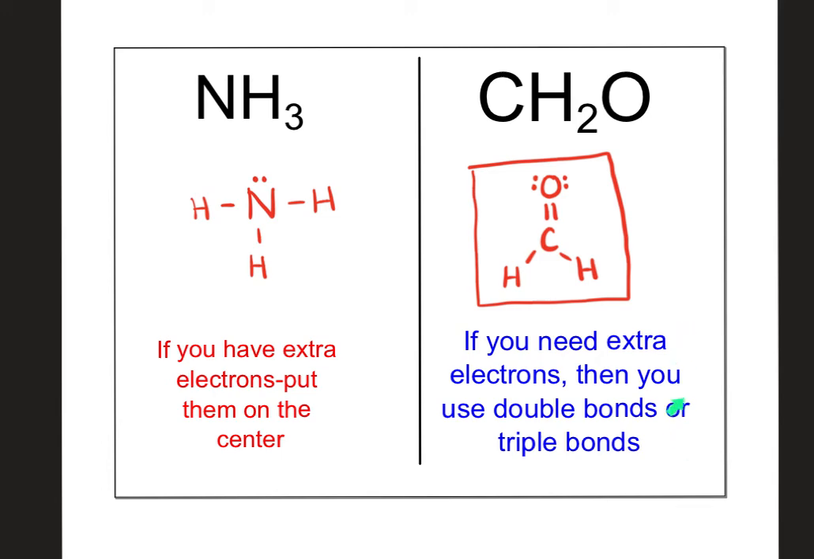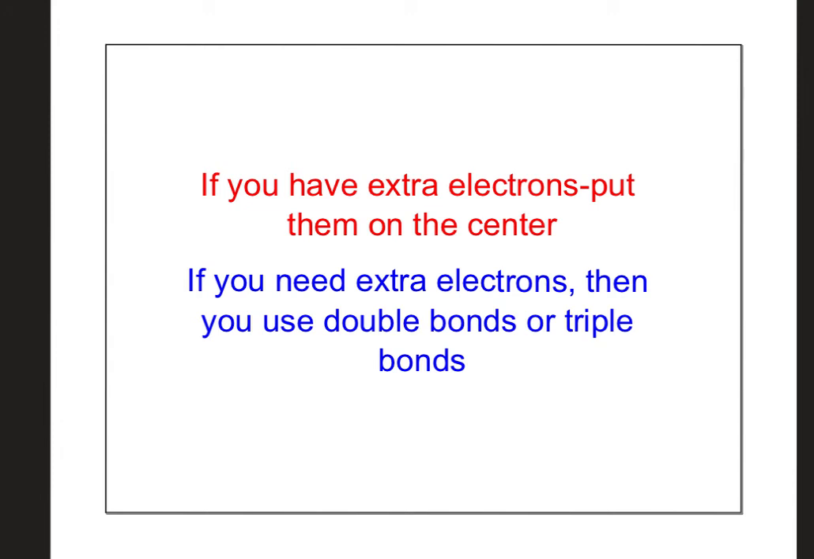Please note that this is rare. We're only going to do this if we have to because our piggy bank is empty and our middle element is not satisfied. So one more time, you should add this to your notes, maybe underneath the steps. If we have extra electrons, put them on the center element as lone pairs. If you need extra electrons because your piggy bank is empty, then we will do double bonds or triple bonds. But we only do that if we need more electrons than we have in our piggy bank.